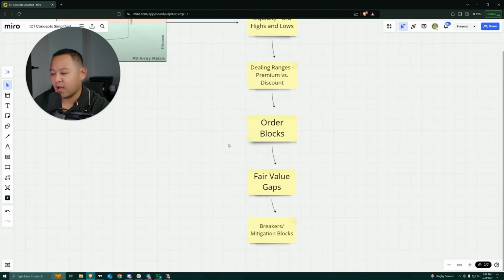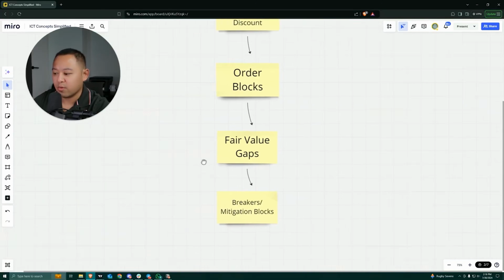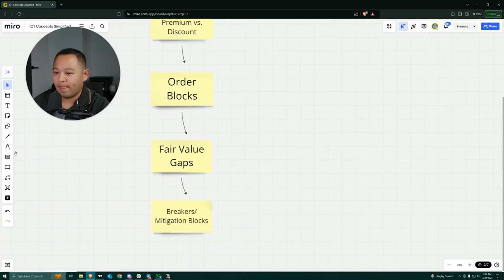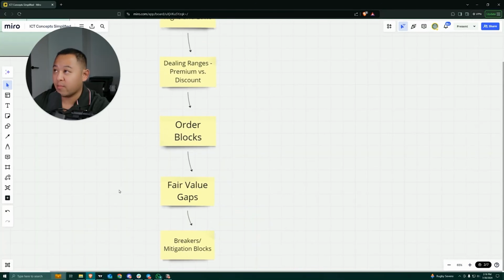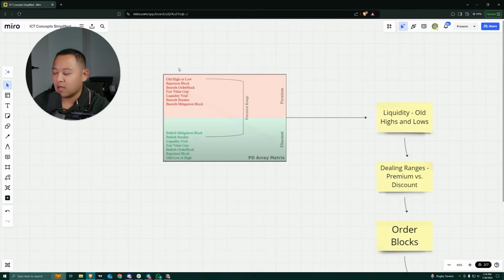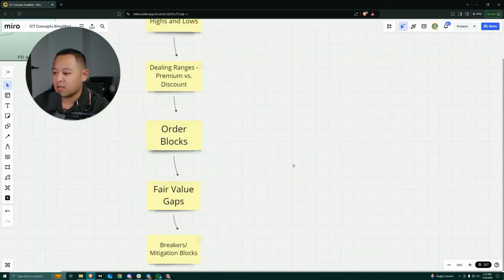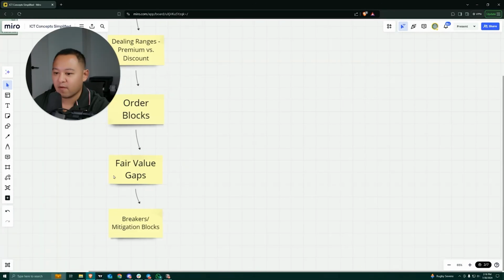Then once we have fair value gaps, then we finally get into breakers or mitigation blocks. And the way I figured out this order is because I see a lot of traders trying to trade breakers just because they see it here. They see it on the PD array matrix, but the context of it is totally off. In order for it to be a breaker, it needs to create a swing point and then take out a previous high. But that becomes an order block. So you can't know what a breaker is if you don't know what the order block is.